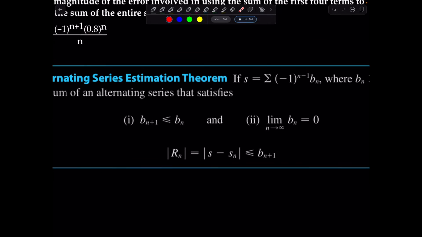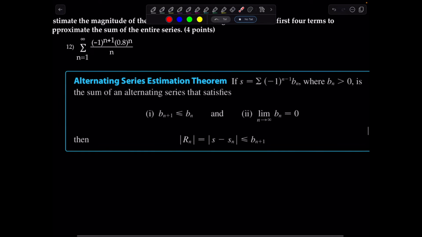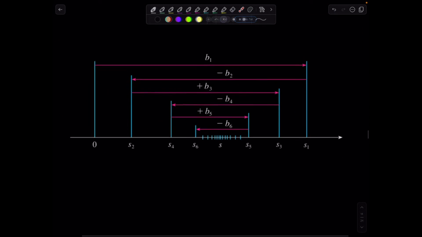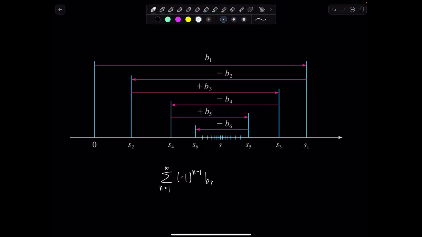If that sounds a little weird to you, let me just show you a little visual aid to hopefully help. So this represents some alternating series. Say we have the sum n equals 1 to infinity of negative 1 to the n minus 1, b sub n. Your first partial sum, s1, would just be the very first term. So it would be negative 1 to the 1 minus 1 times b sub 1. So that's just b sub 1. So there's my first partial sum. There's b sub 1.